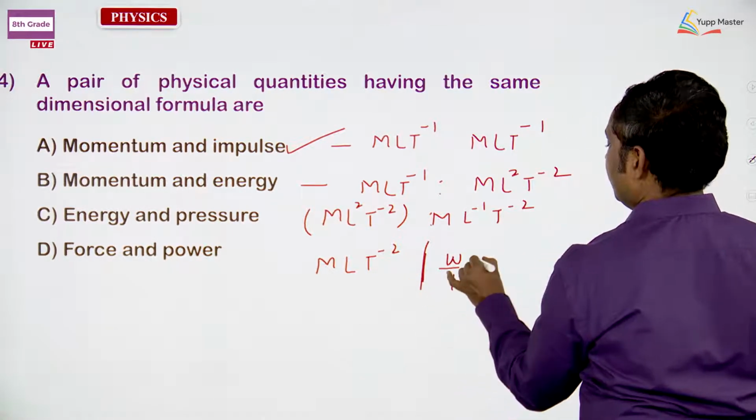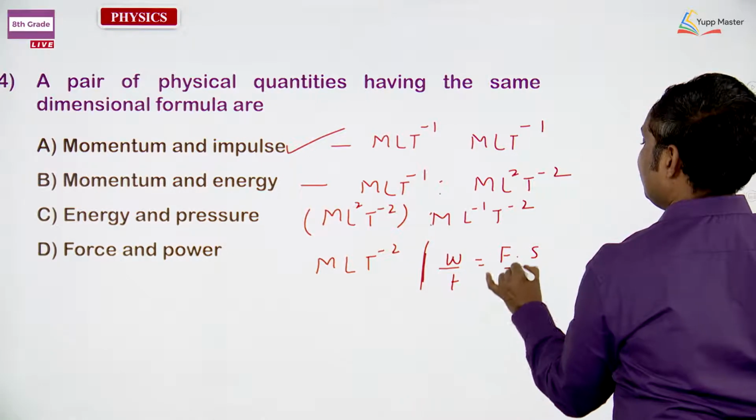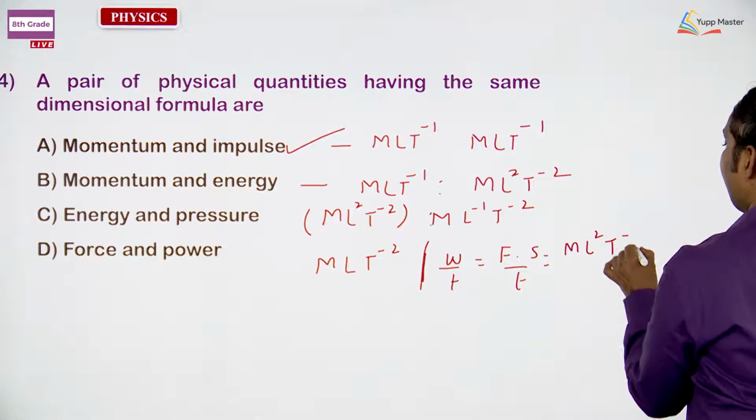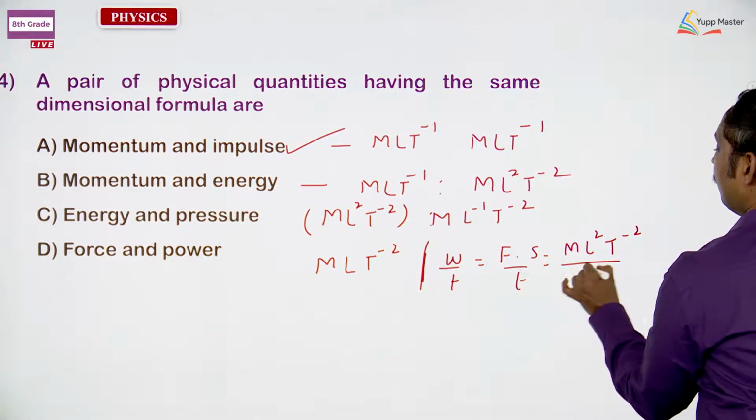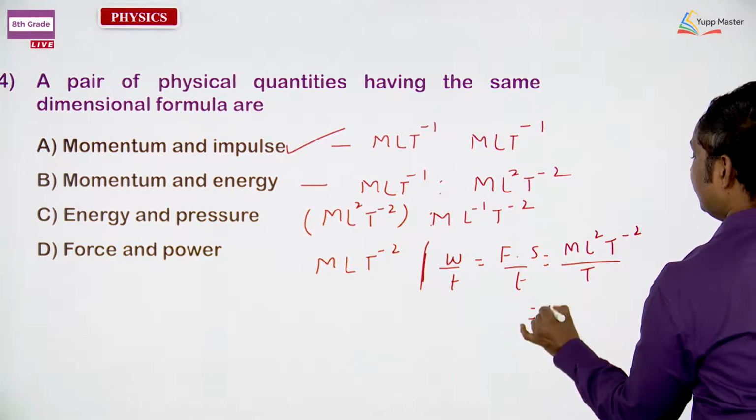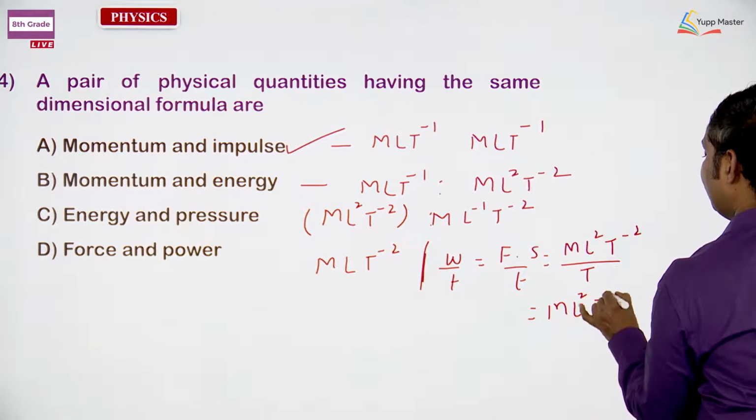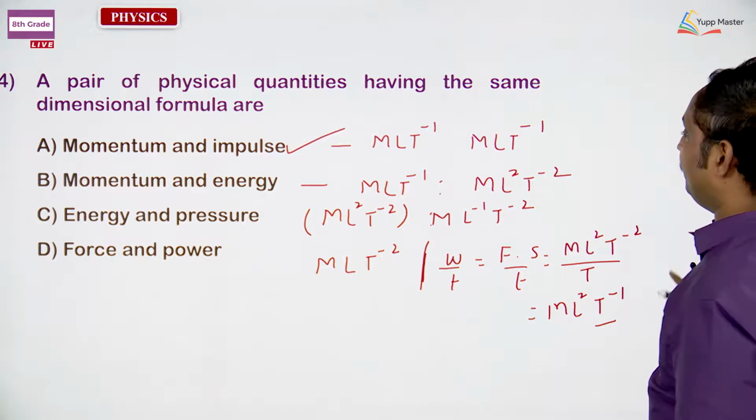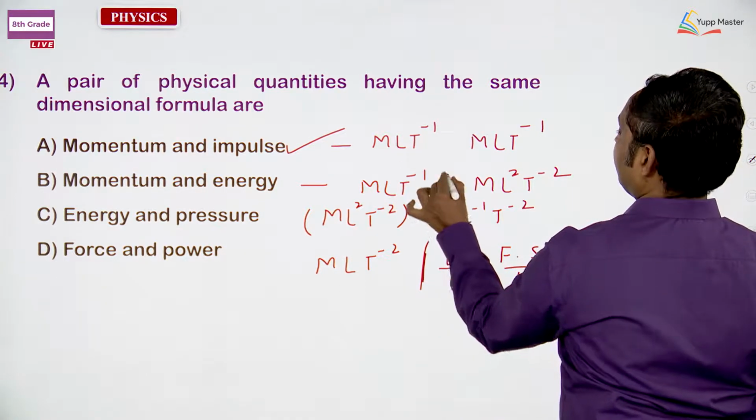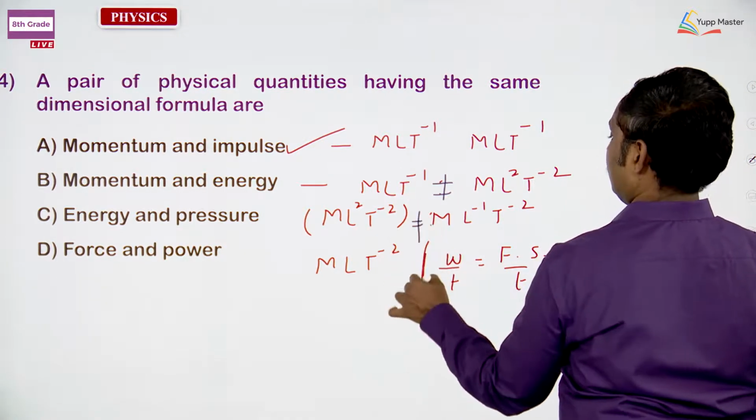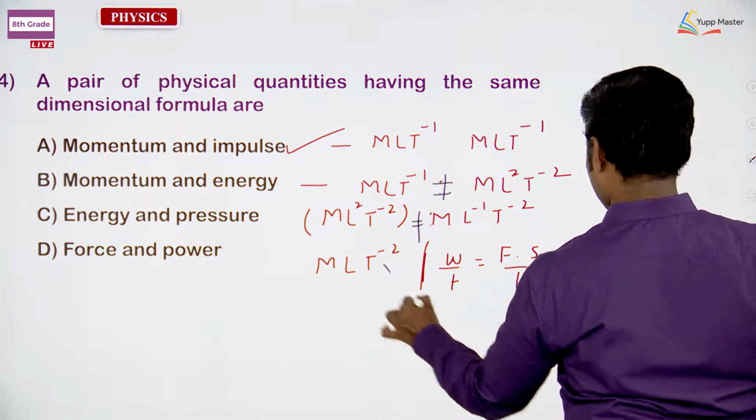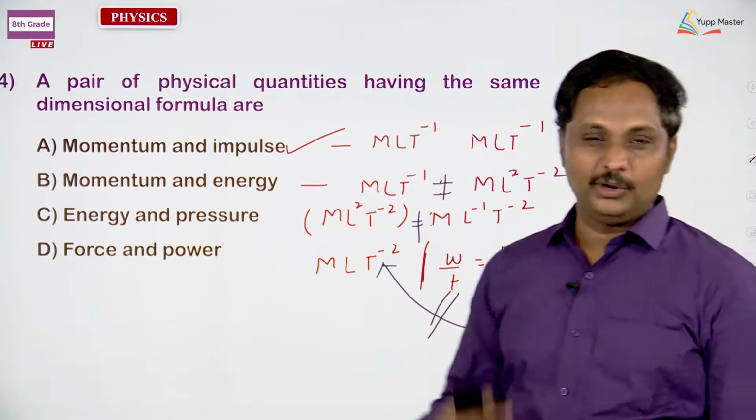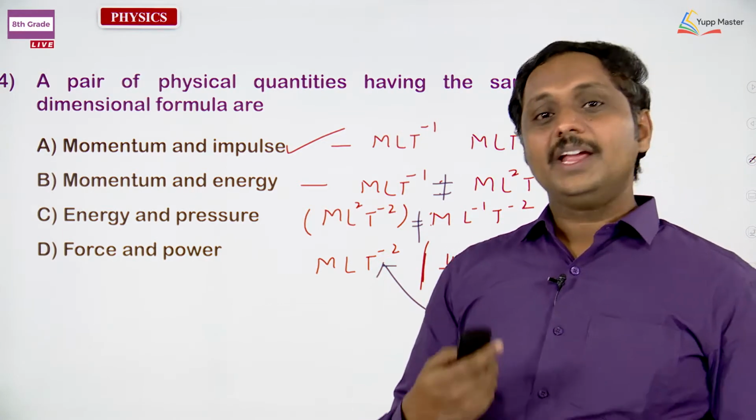Power is w by t, that is f dot s by t, that is M L square T minus 2 by t, that is M L square T minus 3. At any cost they all have different dimensions. These are not equal, and these are also not equal. So the first one is the correct one. If you check the answer, it is very clear.